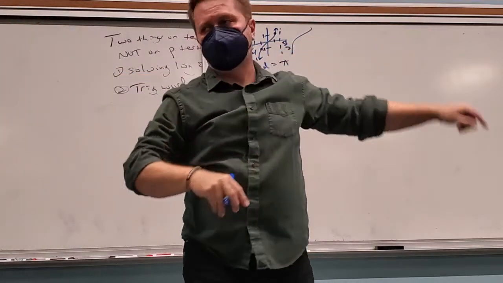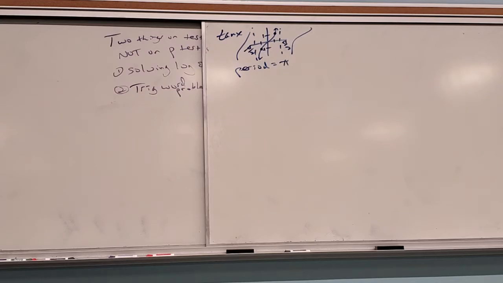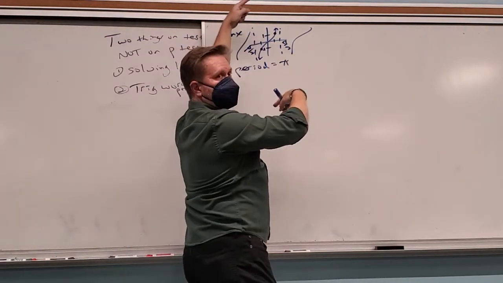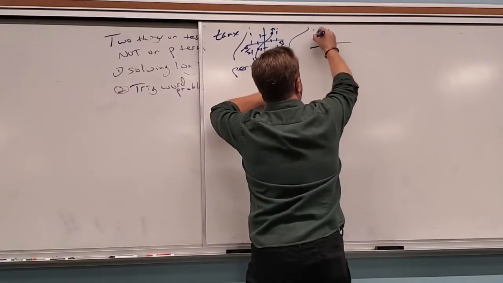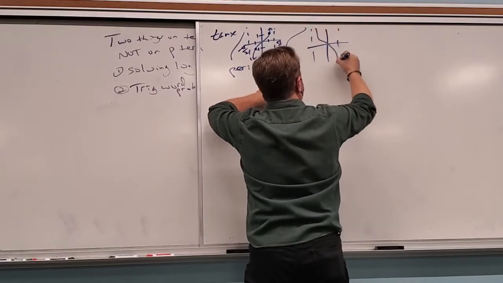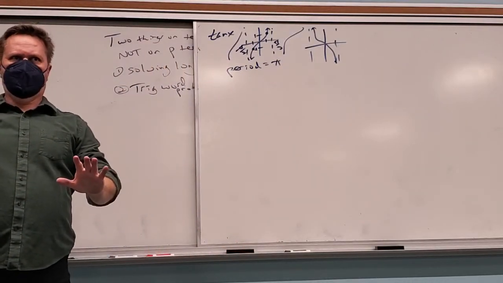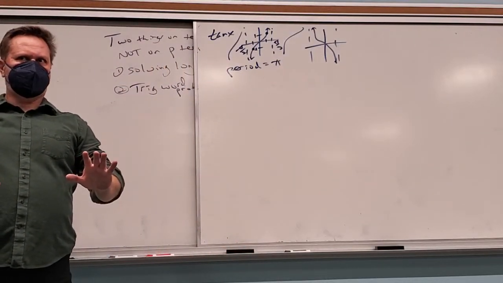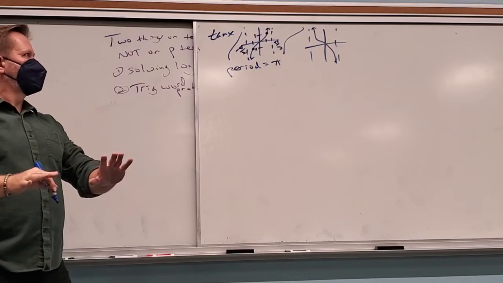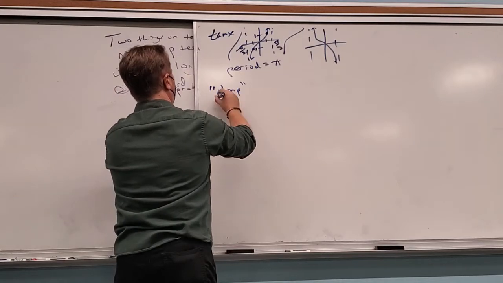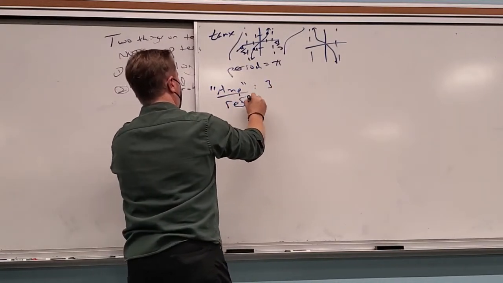In this case, what's the quote amplitude? 3. What's the negative going to do to this? Flip it. So it's going to end up looking like this. Okay. All right. Maybe. So let's figure it out. So the amplitude is 3. It's been reflected around the x-axis.